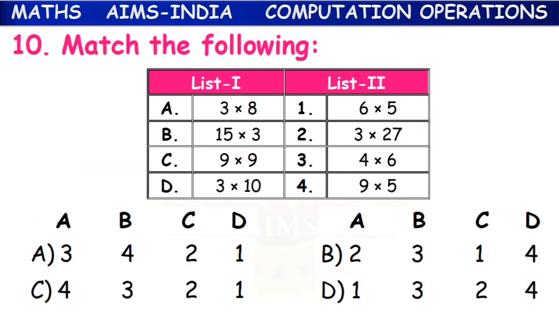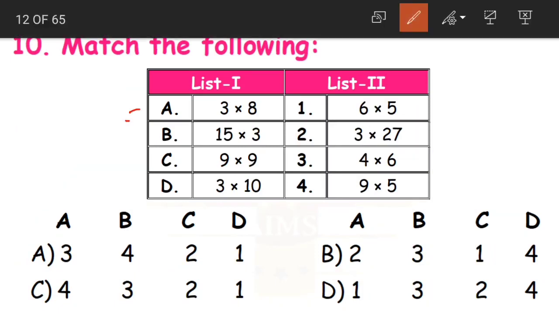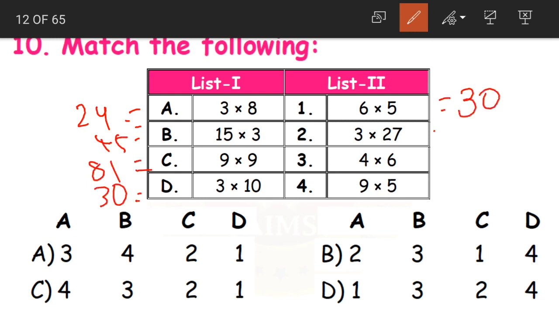Coming to question number 10. Again a similar problem. 3 8s are 24. Yes. 15 3s are 45. 9 9s are 81. 3 10s are 30. 6 5s are 30. Yes, children. Now see, this might be a little difficult for you. 27 into 3. It's okay. Don't multiply it right now. Okay, we'll go on to the next one.